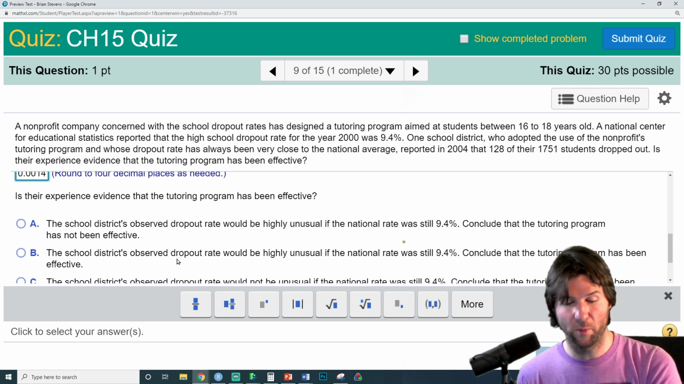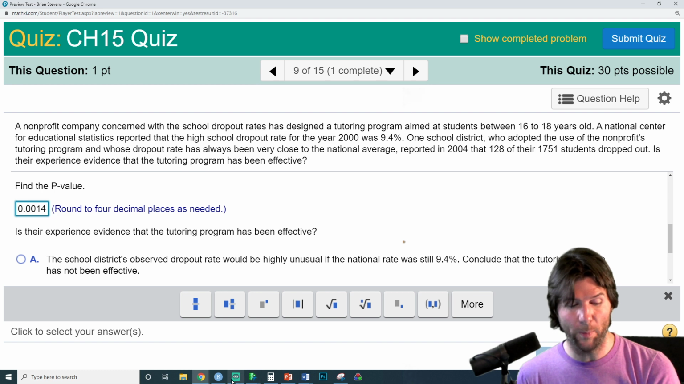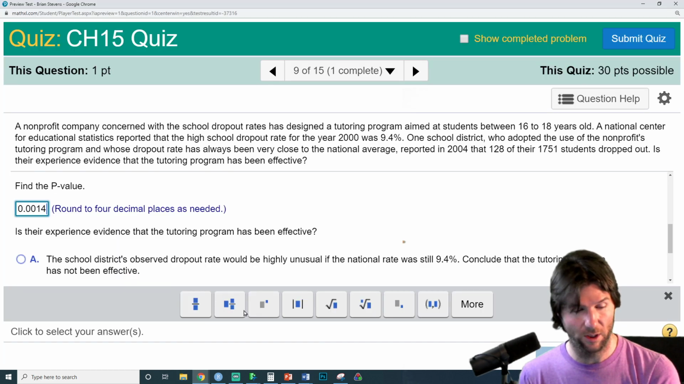Is there evidence that this tutoring program is being effective? Yes, there's evidence that it's lowering the rate of dropout. When you look at your results here on this graphic, what we observed was very unlikely due to random chance, given the true dropout rate is 0.094 or 9.4%. So we definitely saw what looks to be a significant reduction.